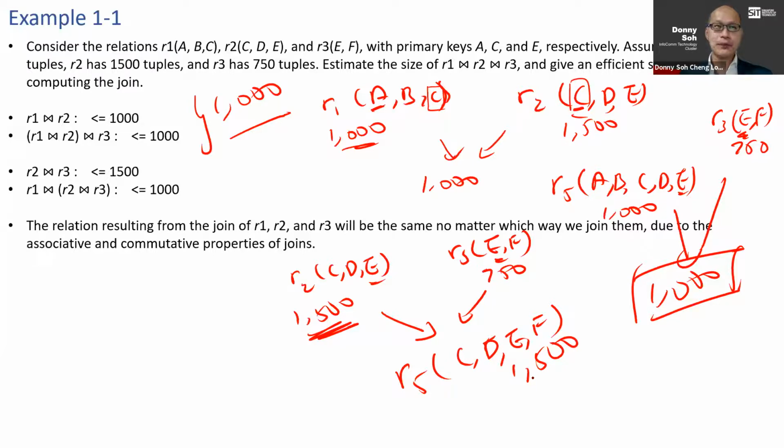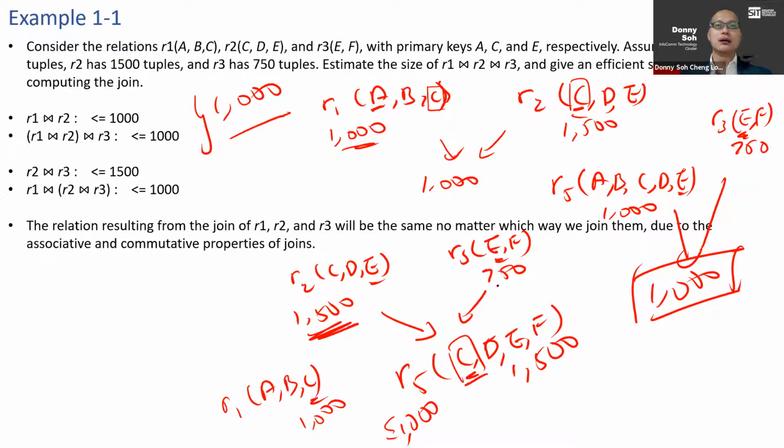And this will be joined back with R1, which is A, B, C, which is this. C is the primary key over here, and this is 1000 tuples. C is the primary key here, so every row in here will be joined with a row here. So this is at most 1000 tuples.